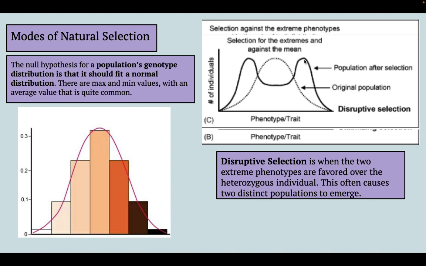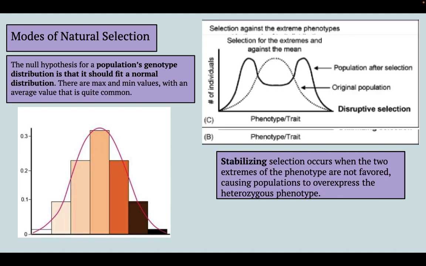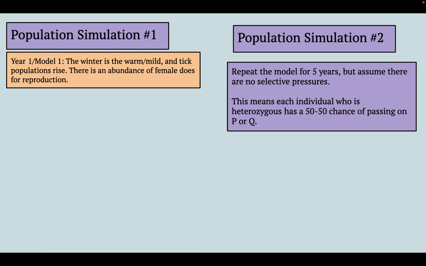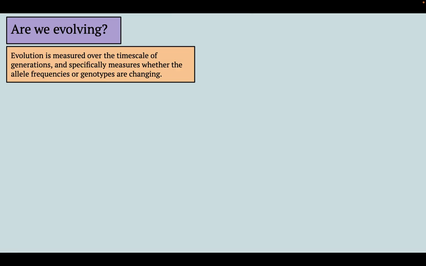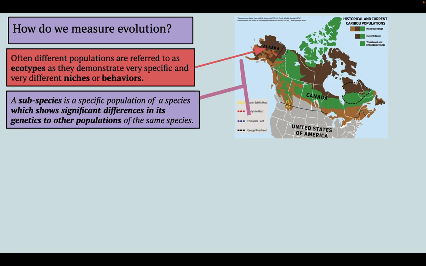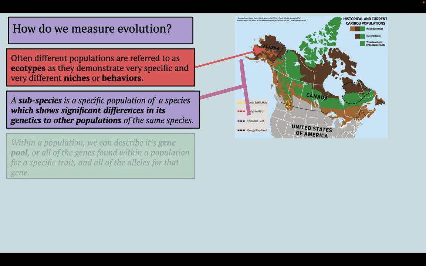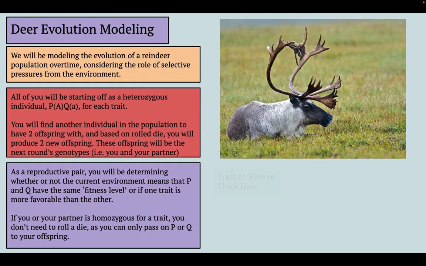So you either really favor large heads or small heads. A medium-sized head is not favored. This often causes two distinct populations to emerge, and if we think about this definition earlier from the week, it almost always means that we're going to start seeing subspecies, where there's two populations that are starting to show very distinct and different genetic behaviors and traits.